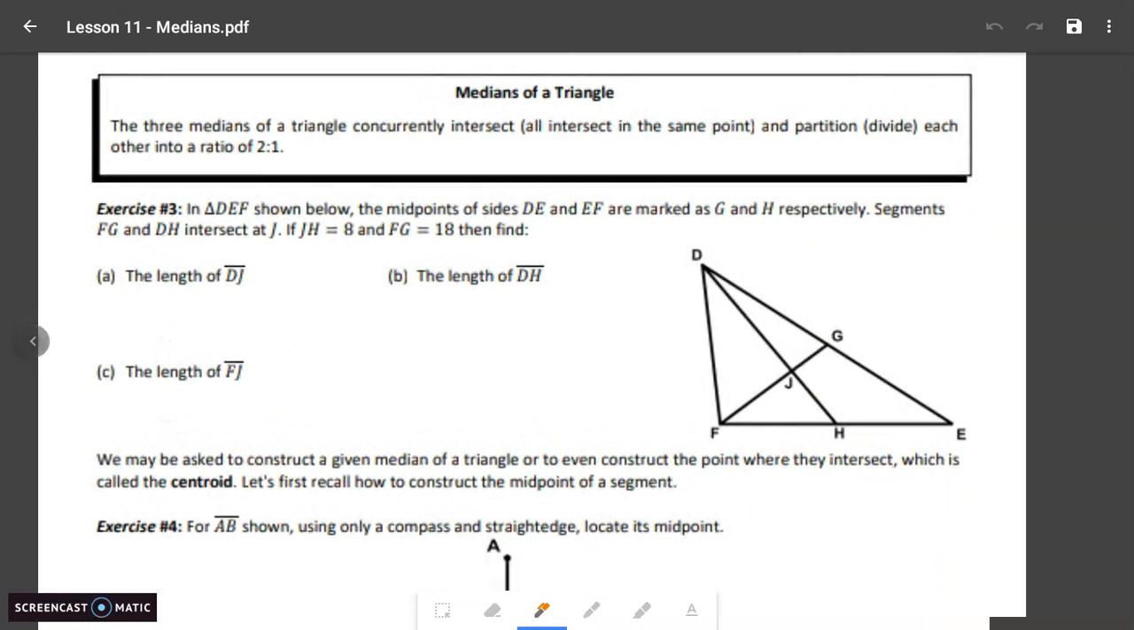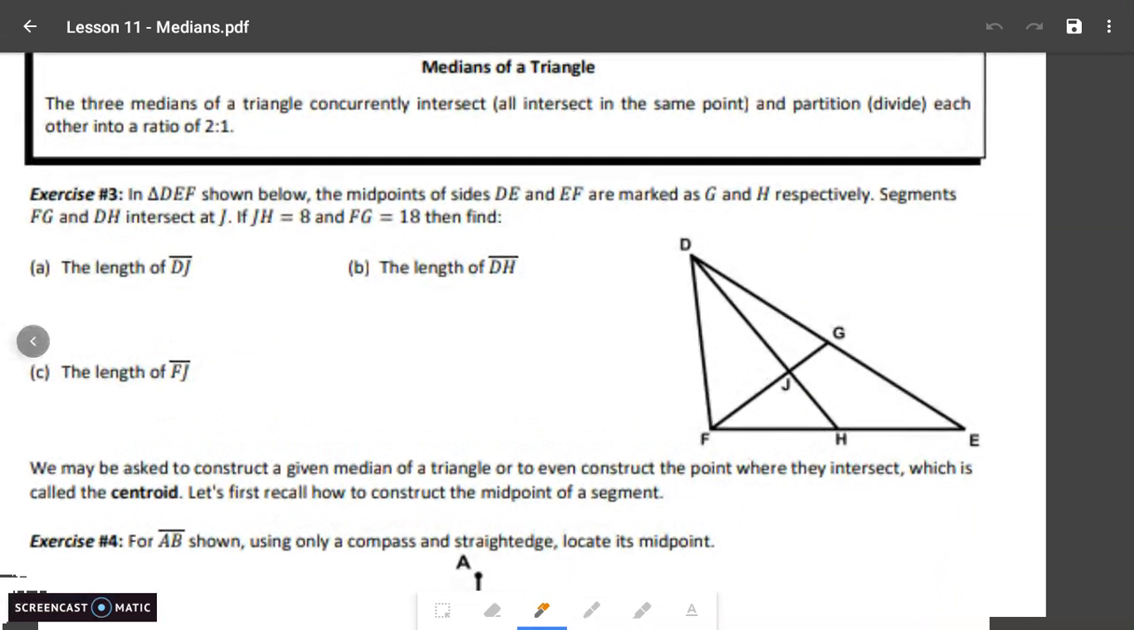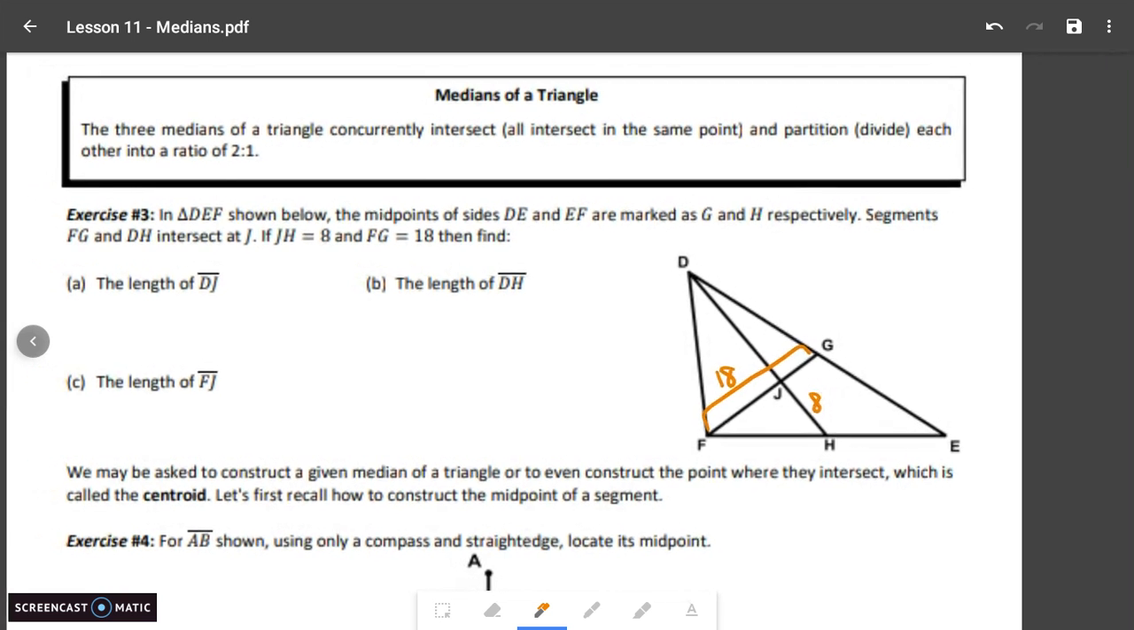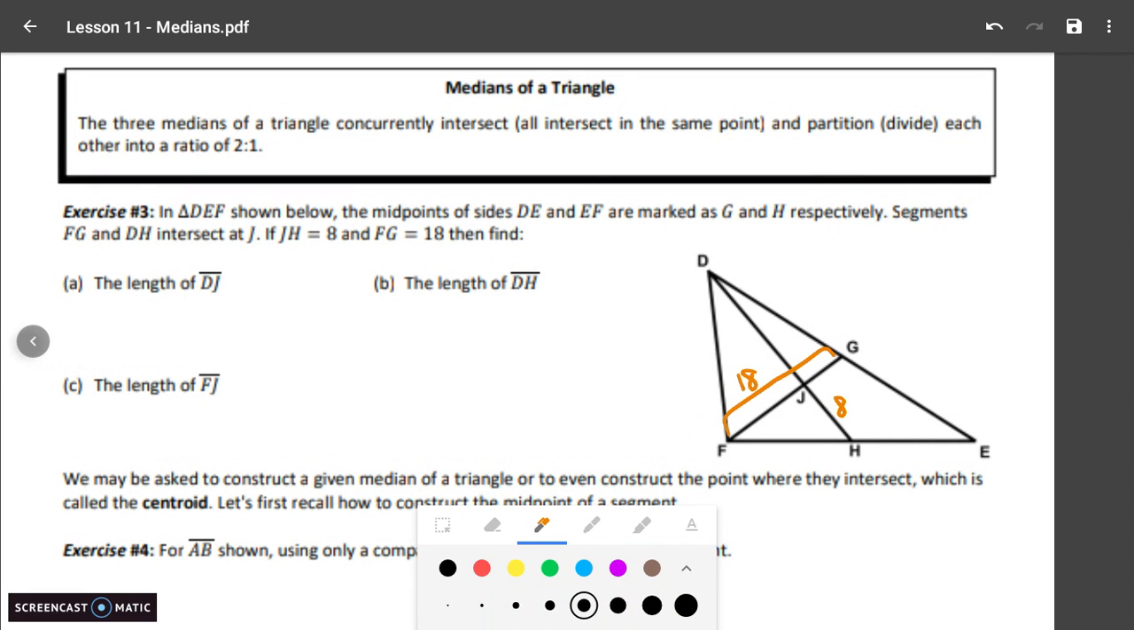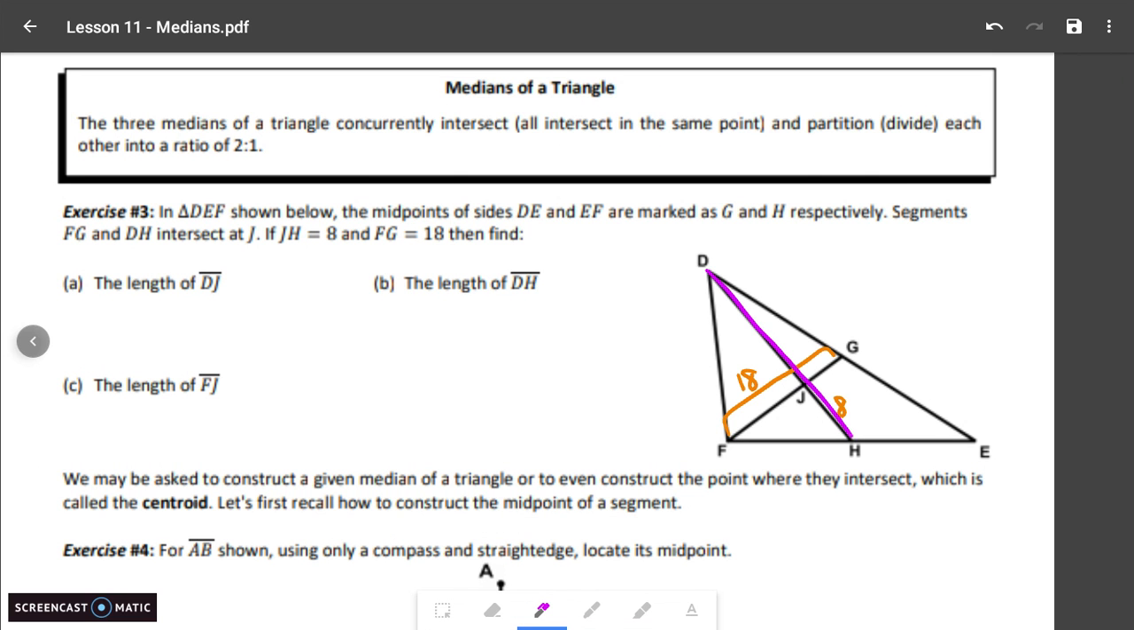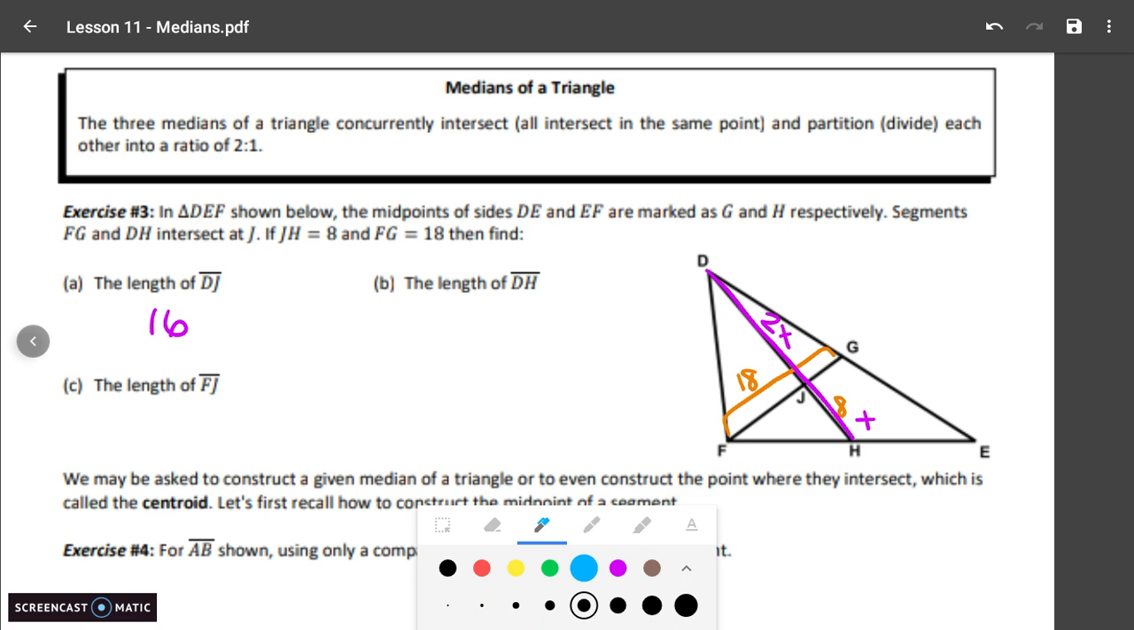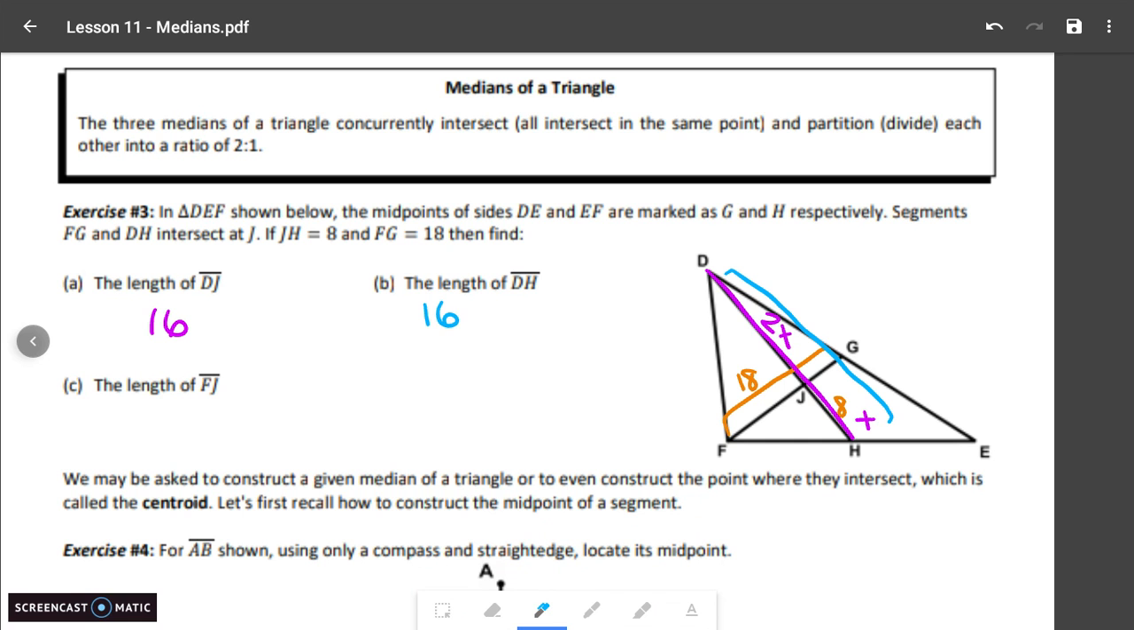So that being said, if JH is 8, FG, this entire thing, is 18, we're going to find the other lengths. So along this piece DH, it's in a 2-to-1 ratio. So I could say that's 2x and x. So 2x to x, if this one's 8, I'm going to double that, and the length of DJ will be 16. When I look to find DH, it's just saying the whole thing now. So I'm taking 16 plus 8 and getting 24.